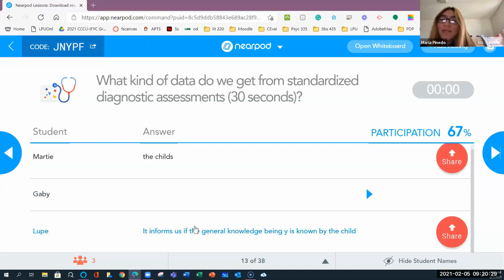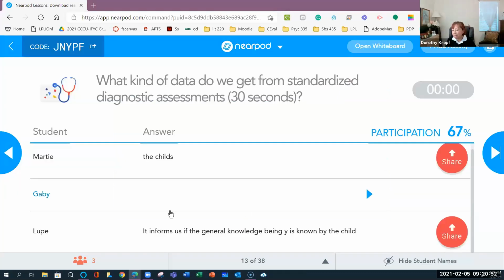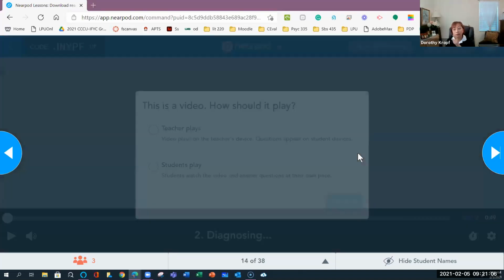I was trying to type that it informs us if the general knowledge being learned is known by the child. But I remember from the homework also that it said that data can show if the teaching style is being effective or not towards the children. Yep, exactly. You're correct. All of you are correct. And yes, I like that you look back at the other stuff that you learned. So that's good. All right. You guys are awesome. Let's see what this guy has to say.